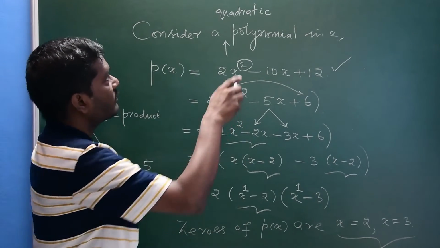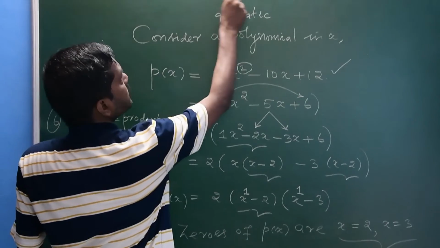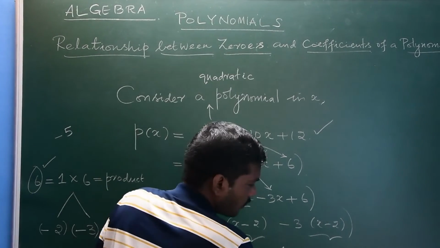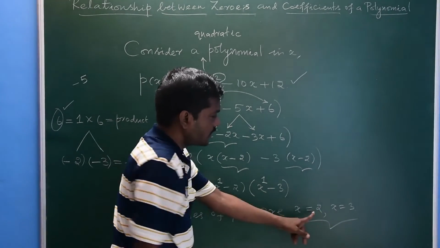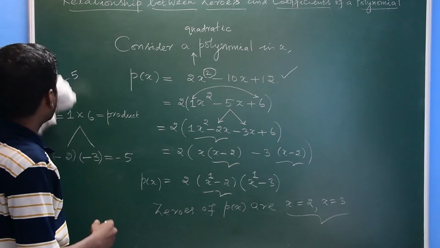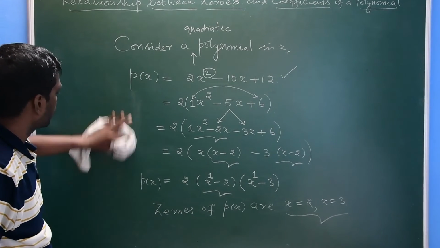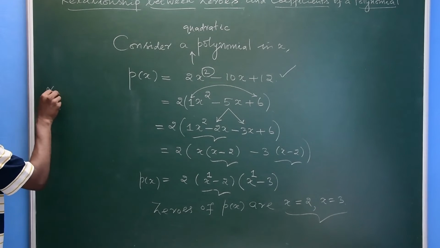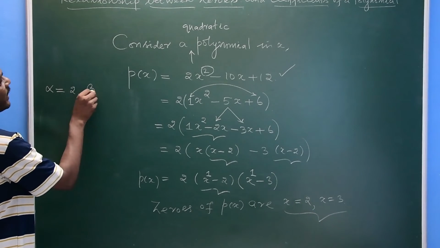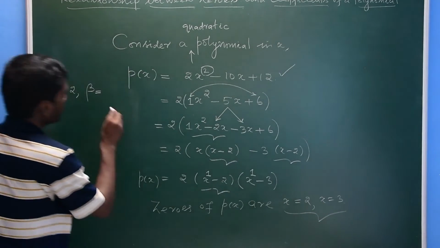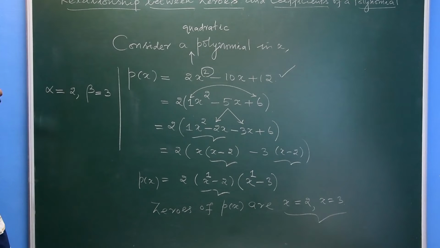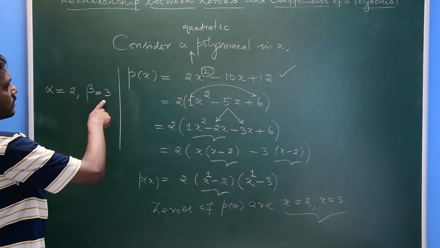Now what are we going to see? Now, the relationship between zeros and coefficients of a polynomial. Okay, so what is the zero? One zero is 2, the other zero is 3. Now let us take the zeros to be, let alpha is equal to 2 be one zero, and beta is equal to 3 be the other zero. So these are the two zeros.